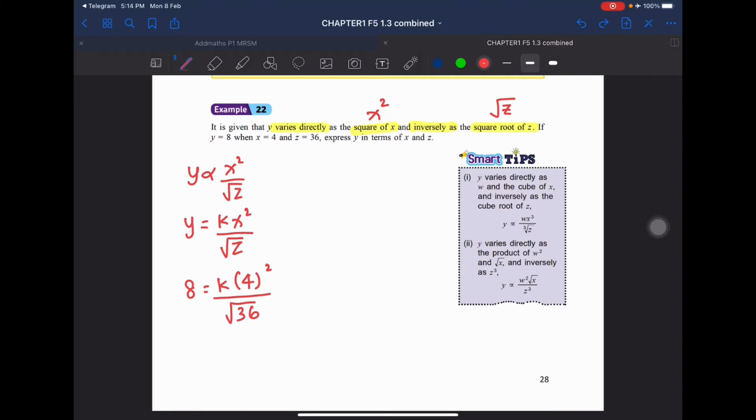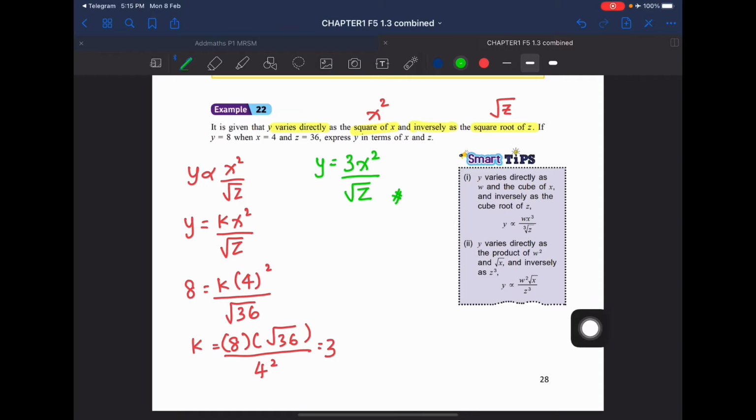So what is the value of k? k equals 8 times square root of 36 divided by 4 square. You type it into your calculator, and the answer is 3. So the value of k in this equation is 3. So I will write the equation: y equals 3 x square over square root of z. So this is our final answer.